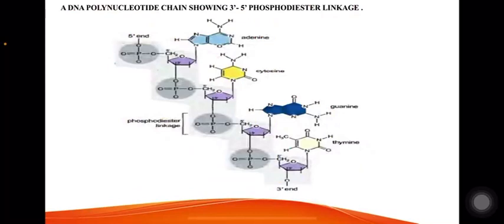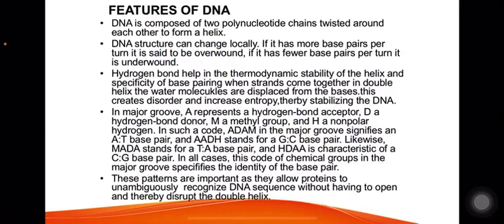This is the picture of a DNA polynucleotide chain showing 3'-5' phosphodiester linkage that connects the 3' carbon of one nucleotide to the 5' carbon of the next nucleotide. So coming to the features of DNA, it is composed of two polynucleotide chains, like mentioned earlier, twisted around each other to form a helix. Hydrogen bonds help in the thermodynamic stability of the helix and specificity of base pairing when strands come together in a double helix.